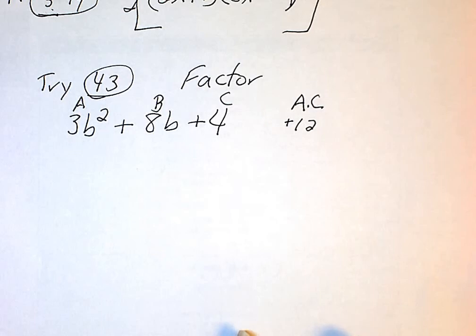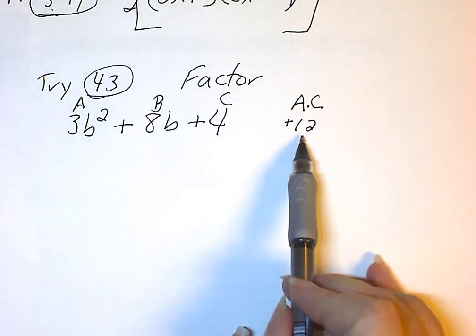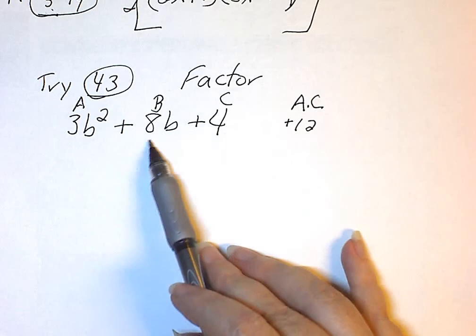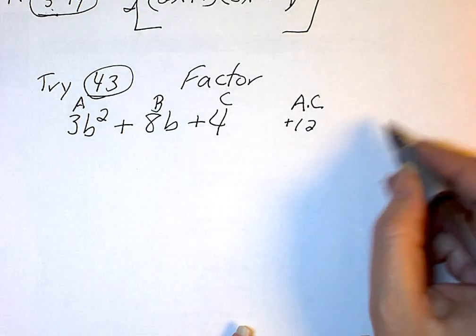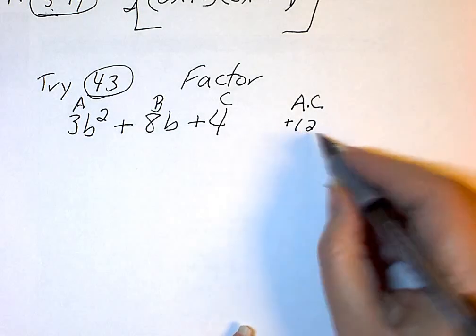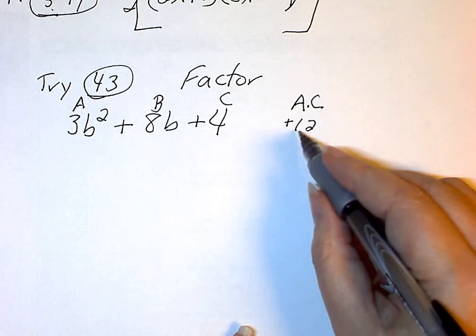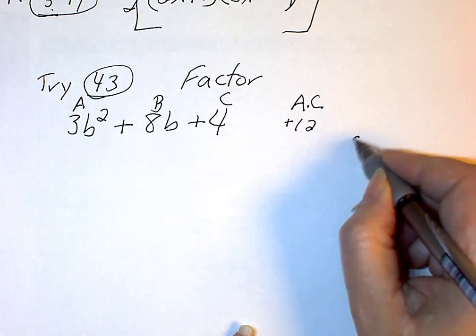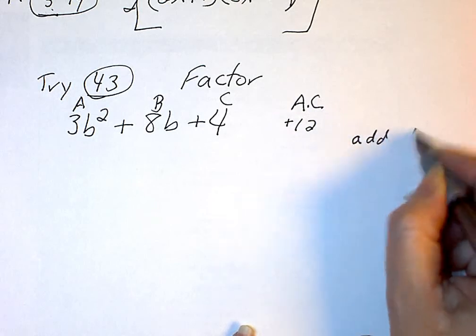I'm looking for two numbers that multiply together that give me 12 that add to B, which is 8, right? So does that make sense? So we're going to find two. I can't hear you, Tony. So you're looking for two numbers that multiply together that give you 12 that do what? Add to B, which is 8, right?